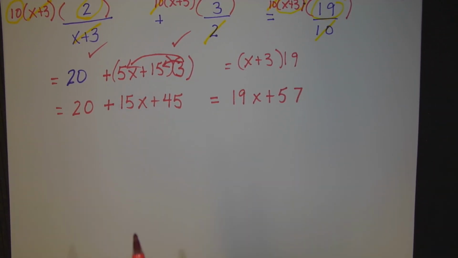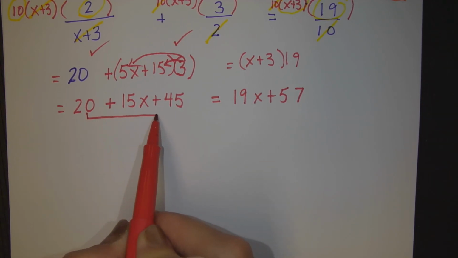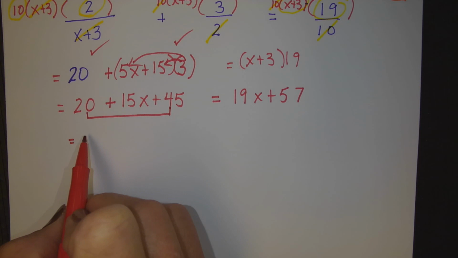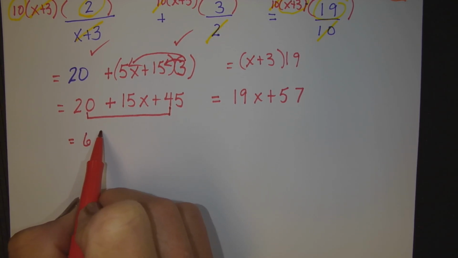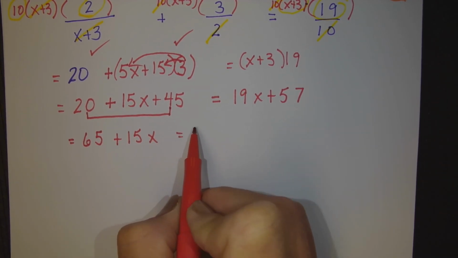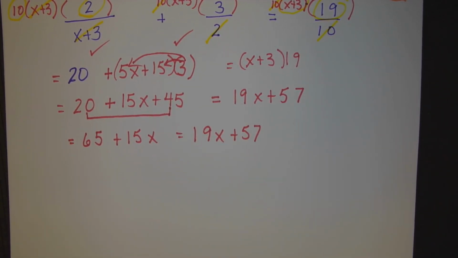So cancel out, or subtract and add and stuff like that. Yeah, so you can simplify. You have 20 and 45, right? What's 20 plus 45? 65 plus 15x. Do you see me slowly write it? And you just bring everything down.